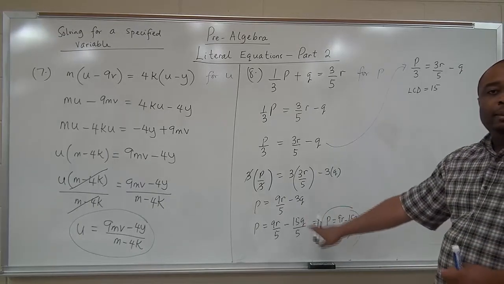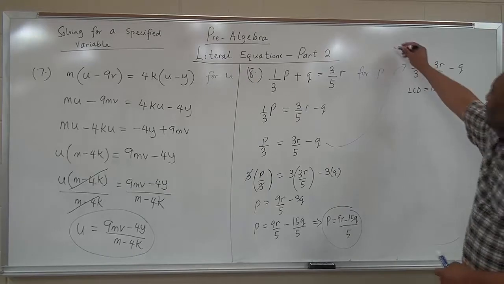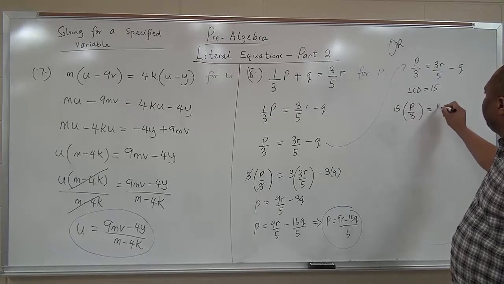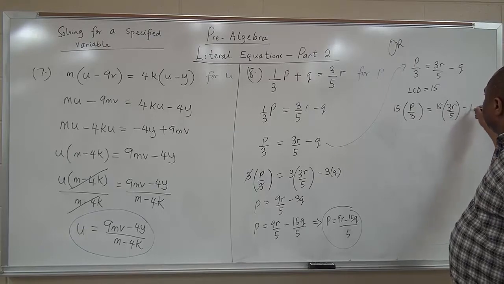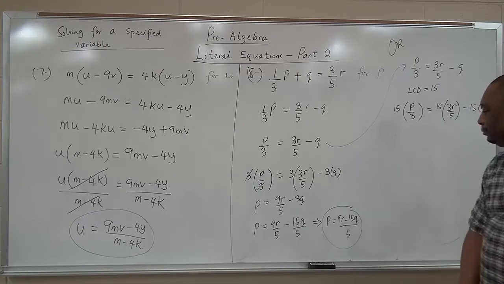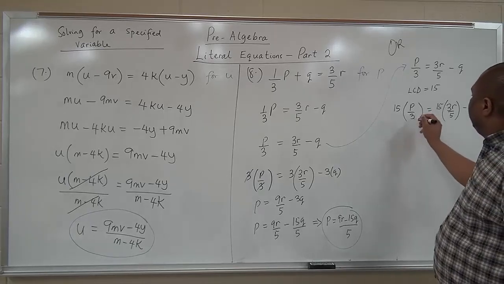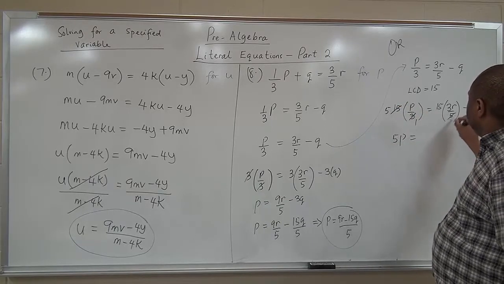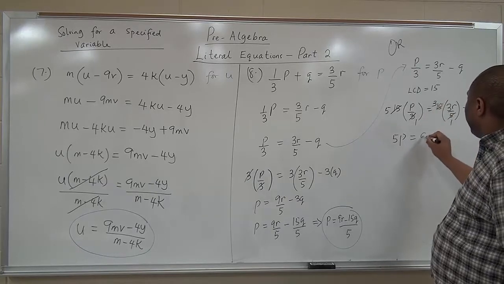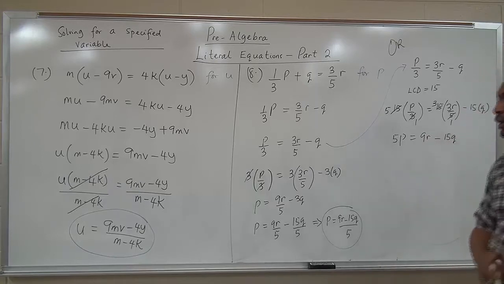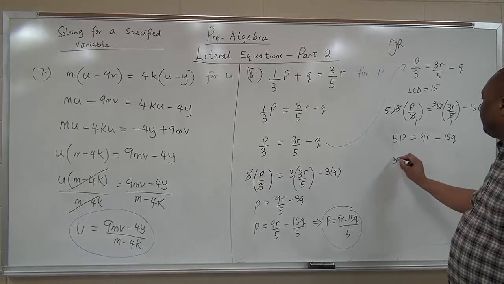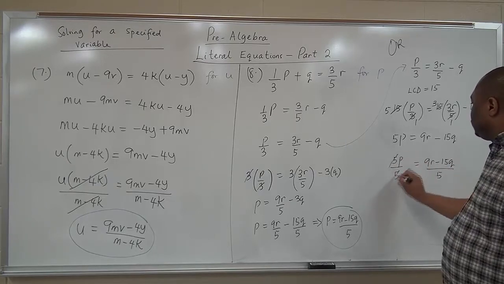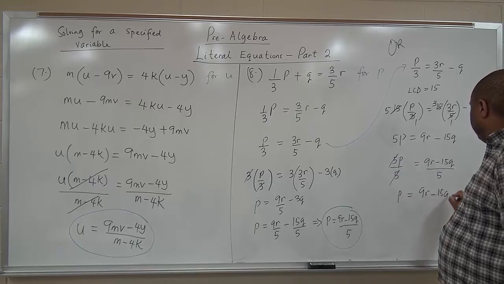If you don't want to go through this solving for the fraction, you can from here multiply everything by the LCD. So 15 times p over 3 equal to 15 times 3r over 5 minus 15 times q. So 3 divide 3, 1; 3 divide 15, 5. You have 5p equal to 5 divide 5, 1; 5 divide 15, 3; 3 times 3, 9r minus 15q. And you just divide both sides by 5. So p will now be 9r minus 15q over 5.